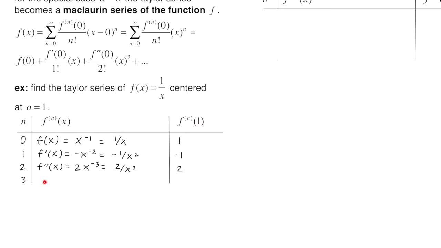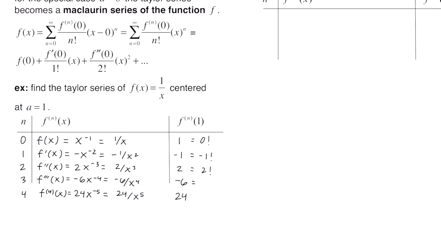For our next row, we're going to take the third derivative, and then we'll rewrite that as -6 over x to the fourth. And then finally, we plug in 1 for x, so we get -6. And we're actually going to do one more row. So we're going to take the fourth derivative, and then we rewrite this as 24 over x to the fifth. And then finally, we plug in 1 for x. And then I just want to point out over here, this follows a very specific pattern. 1 is equal to 0 factorial, -1 equals -1 factorial, 2 equals 2 factorial, -6 equals -3 factorial, and 24 equals 4 factorial.